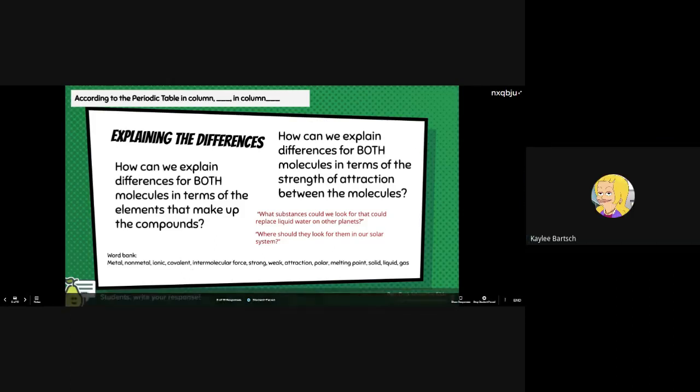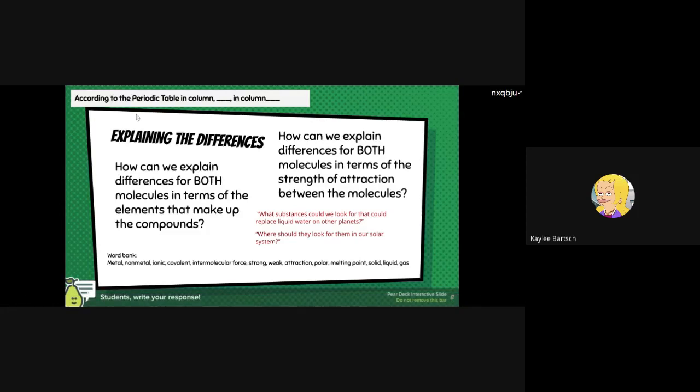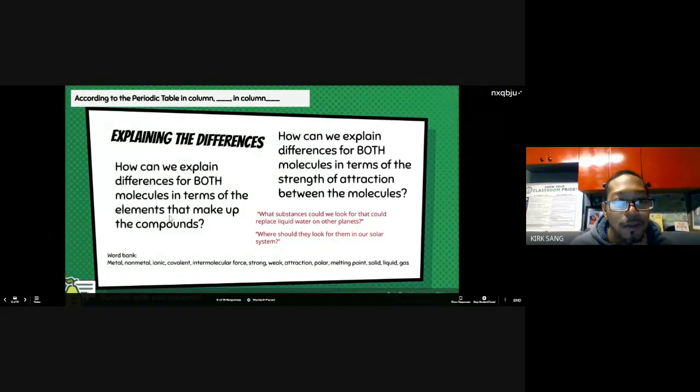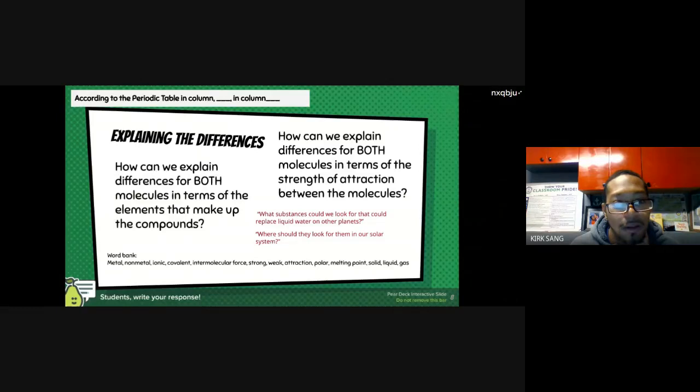Mister, I don't understand the question. All right, thank you, Kaylee, for reaching out. All right, so what you're gonna do, you're looking at both molecules and you identify the elements within each molecule. For example, lithium oxide has the elements lithium and oxygen. Could you chime in and tell me, what are those elements in hydrogen sulfide? Could you tell me those two elements?